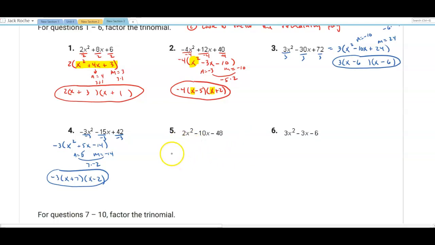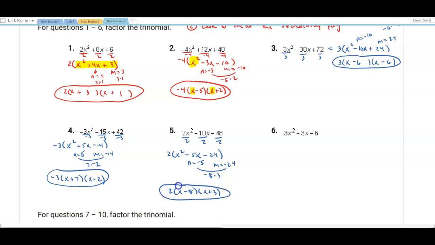So the next one, I have a common factor of 2. Divide everything by 2, and I'm left with x squared minus 5x minus, that's going to be 24. What numbers multiply to give you negative 24 and add up to give you negative 5? That would be negative 8 and 3. So this factors out to be 2 times x minus 8 times x plus 3. And if I were to multiply this all out again, I would get what I started with.